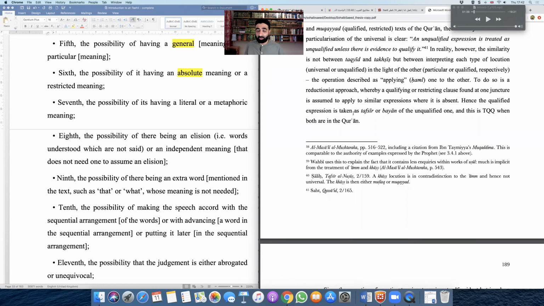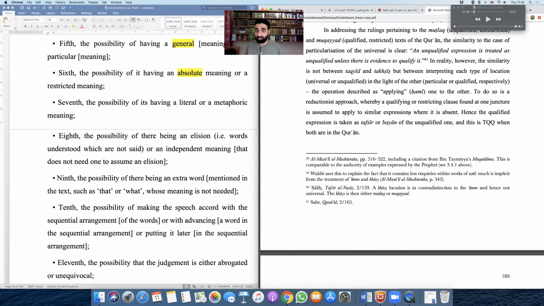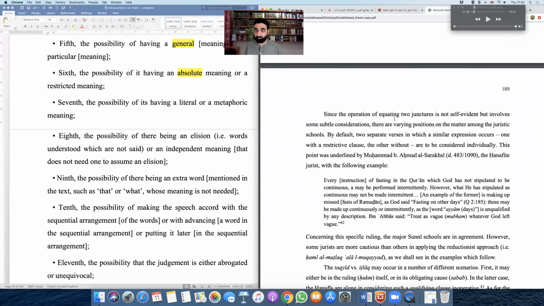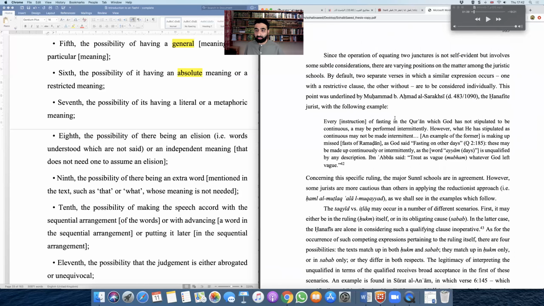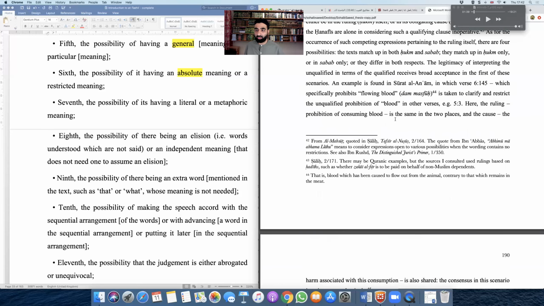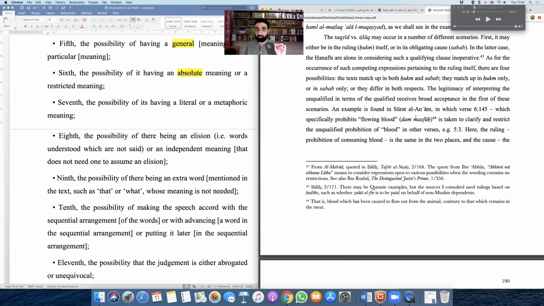So the qualified expression is taken as tafsir or bayan of the unqualified one. This is the process of haml al-mutlaq ala al-muqayyad that I have pointed to. Okay, so that's where we saw the example. So dam. What kind of blood is prohibited to eat? Damun masfuh. Okay, masfuh is clarified. This qaid exists in Surah Al-An'am. In other places, it's just dam. It's just mentioned as, Allah Azza wa Jalla has forbidden dam.